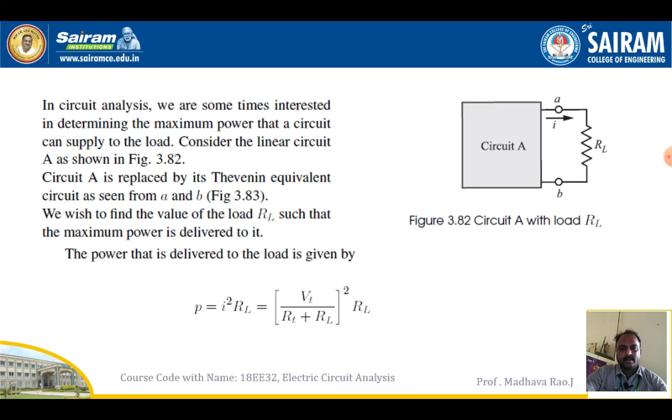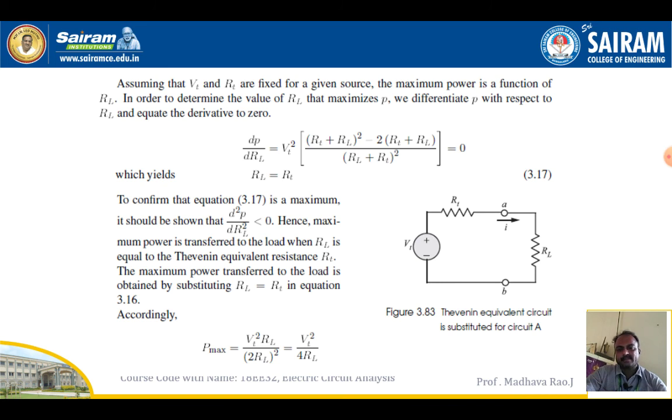So here we have discussed the maximum power derivation. P max is equal to Vt square by 4 into RL. So this is the maximum power relation. This derivation is very important for your examinations. Practice well.